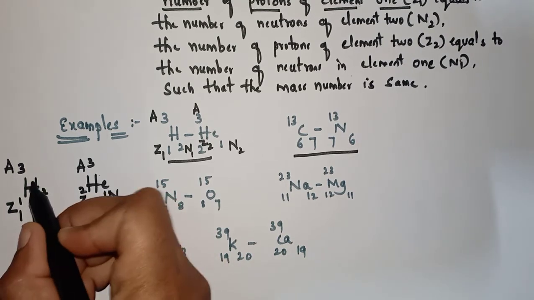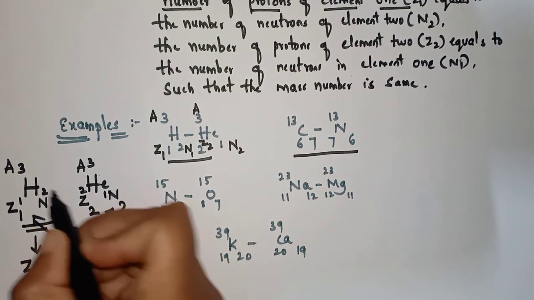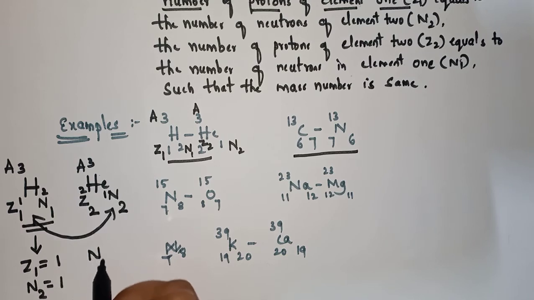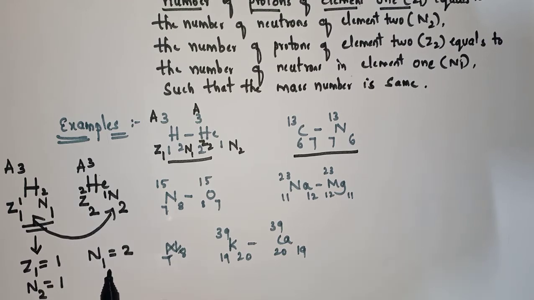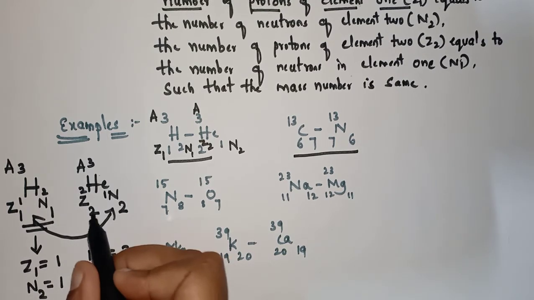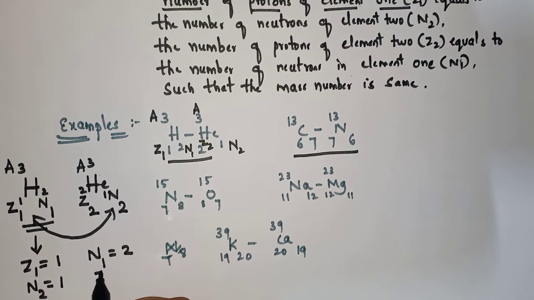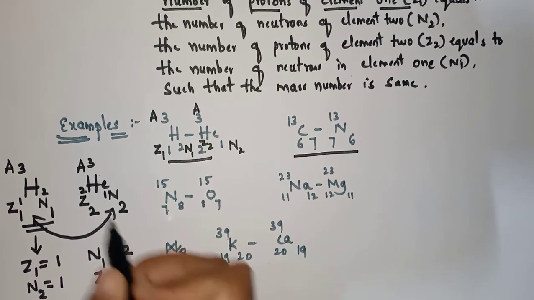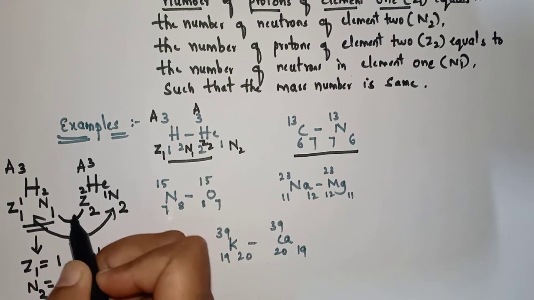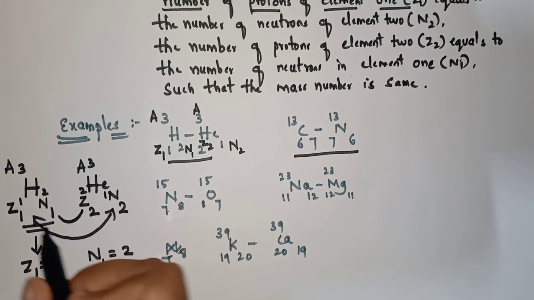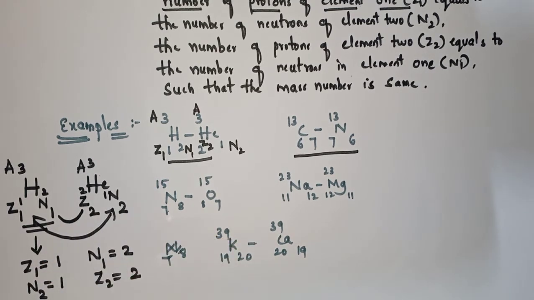In element 1, N1 is 2, that is the neutron value is 2. In element 2, the atomic number Z2 is 2. That means N1 is equal to Z2. So Z1 and N2 are equal, and N1 and Z2 are equal in the mirror nuclei.